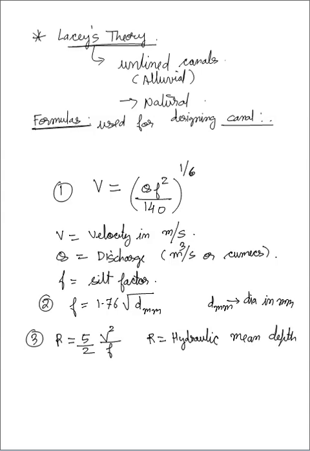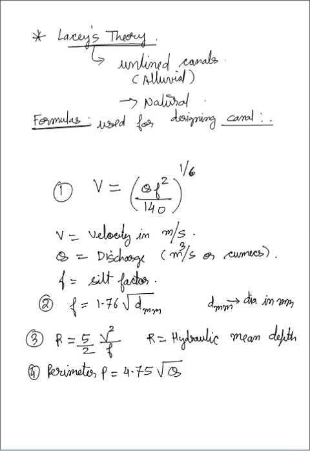Okay, so to find hydraulic mean depth, we are using the formula R is equal to 5 by 2 V square by f, and perimeter P is equal to 4.75 under root Q. Okay, so this is the perimeter.